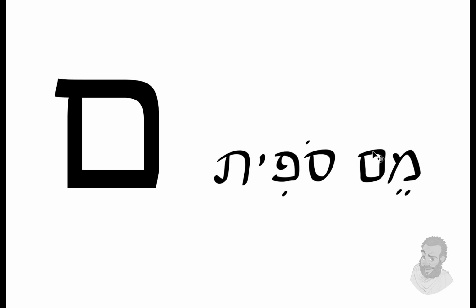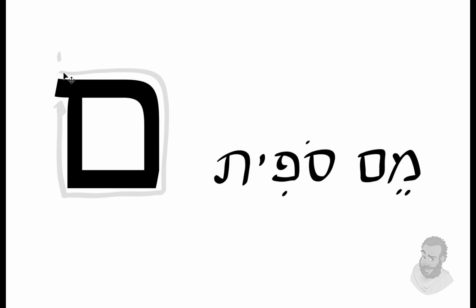Beginning and end. Let's just say this is a full stop or a period, okay, or a cork. So this is the opening, and you cork it with this, okay? This goes at the end of a word. That is why sofith, okay? Mem sofith. How do we write this?